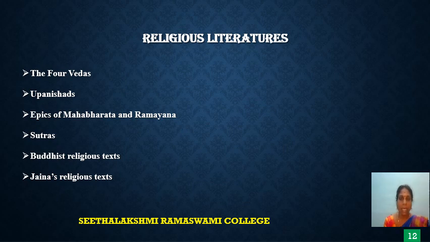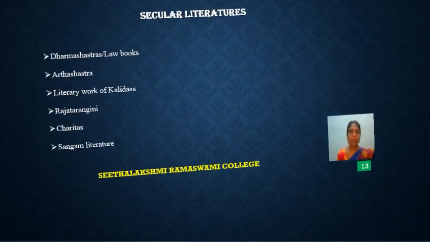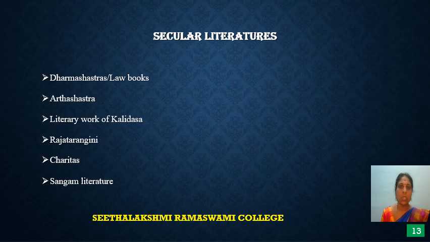Now, the second one is secular literature. There is also a large body of secular literature such as the Dharmashastras or law books. They lay down the duties for different varnas as well as for the kings and their officials. They prescribe the rules according to which property is to be held, sold and inherited. They also prescribe punishment for persons guilty of theft, murder, etc.